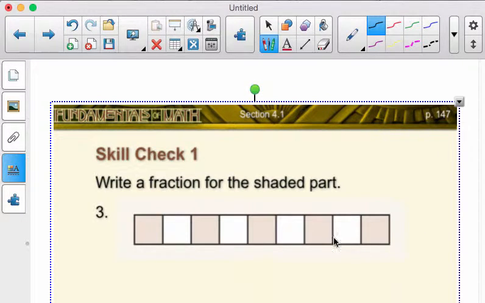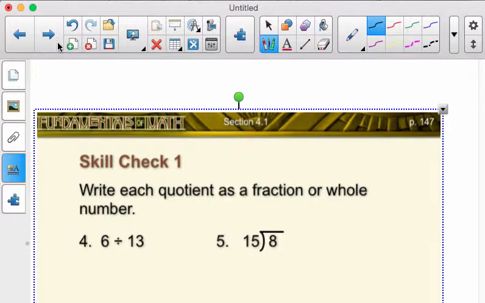Alright, now look at this one. How many little slots, or how many squares do I have? 1, 2, 3, 4, 5, 6, 7, 8, 9. So 9. And how many are shaded? 1, 2, 3, 4, 5. So 5/9. Okay? So this is really simple, isn't it?